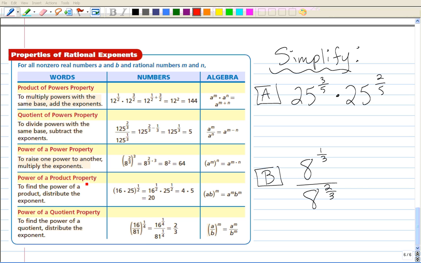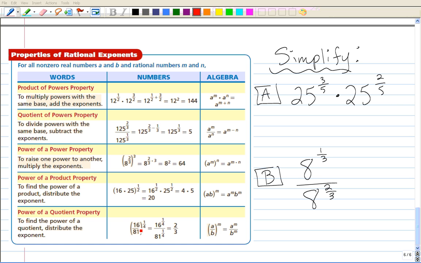We also have the power of a product property. To find the power of a product, distribute the exponent. So if we have 16 times 25 raised to the 1/2 power, then we can distribute the exponent to each of them and have 16 to the 1/2 times 25 to the 1/2, and simplify it from there. This is really similar to taking a square root and splitting it into 2 square roots. I mean, it's really the same thing. This time we're just using rational exponents.